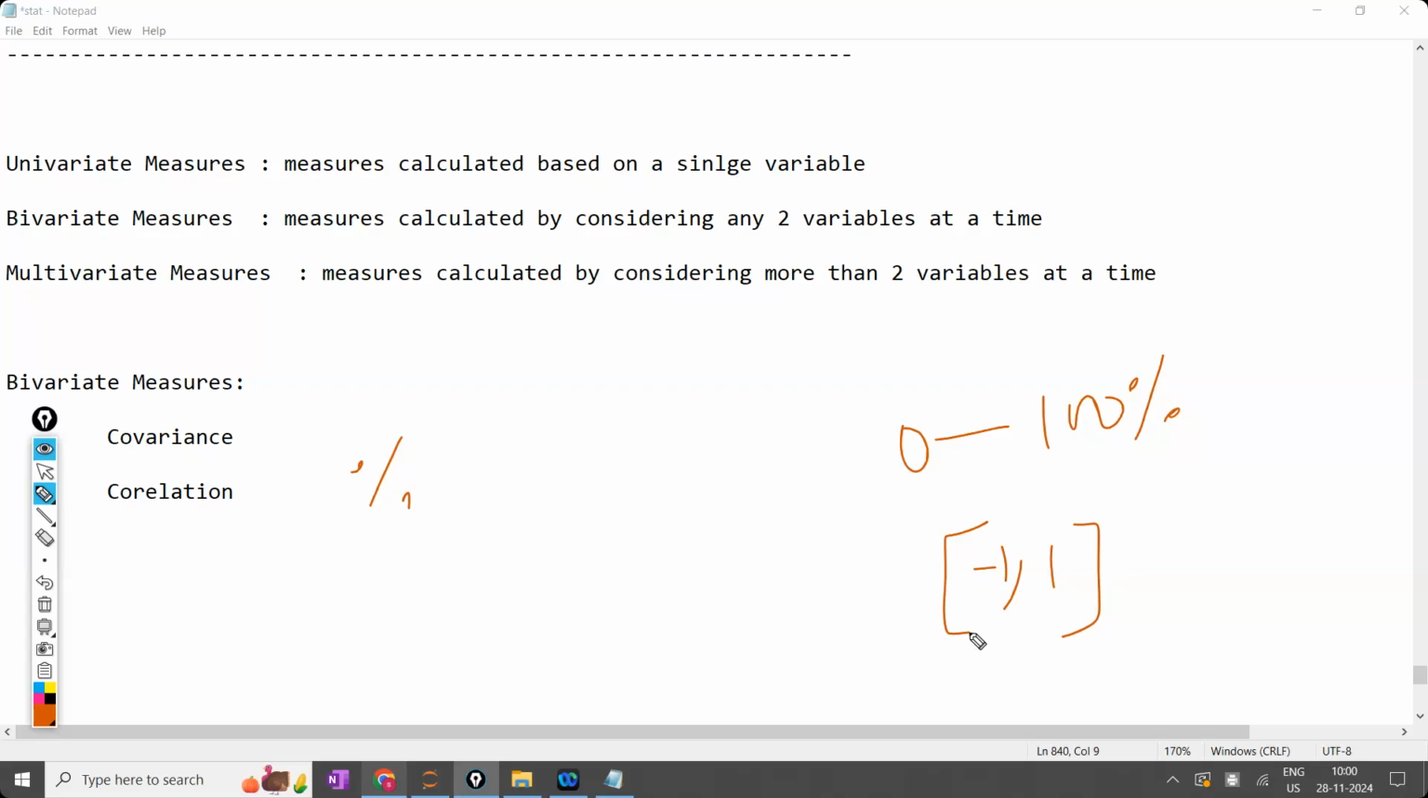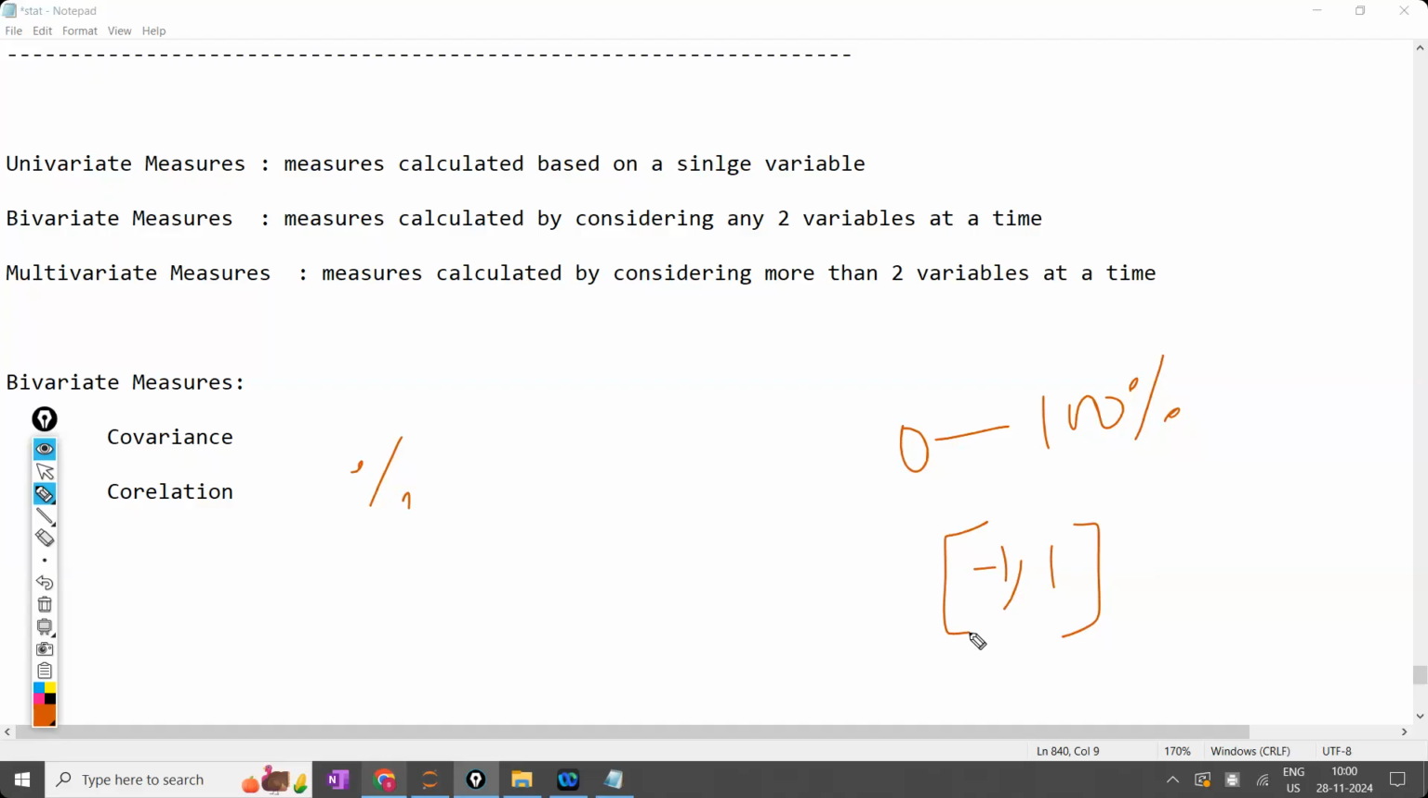Okay, minus 1 to plus 1 is the range of correlation. Is the point clear? The range of correlation, because why 1 only? Because the maximum is 100%. 100% value-wise is 1. Value-wise it is 1.